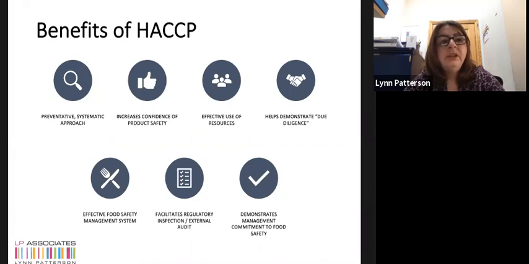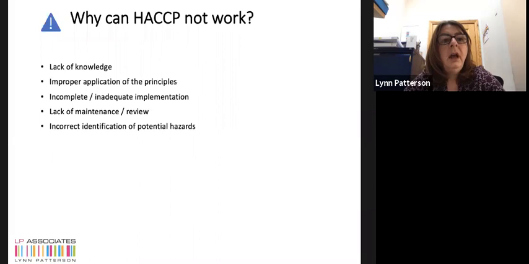It demonstrates management commitment by effective food safety management. It covers all aspects of the production, from raw material, growing, harvesting, processing, to the final product. So there are many, many benefits of having a HACCP system. I'm a great believer in HACCP. However, I have experienced occasions when HACCP has not worked. And why might these be?